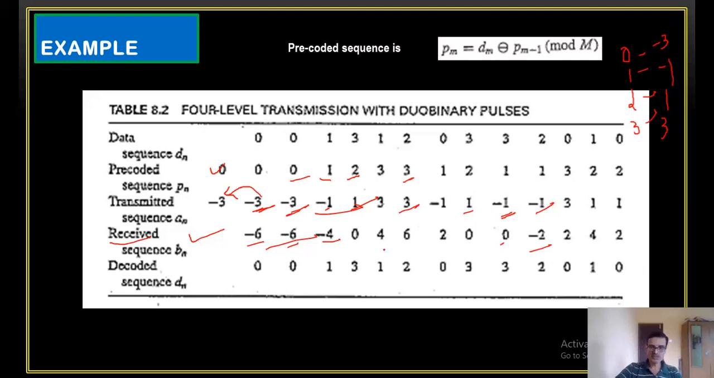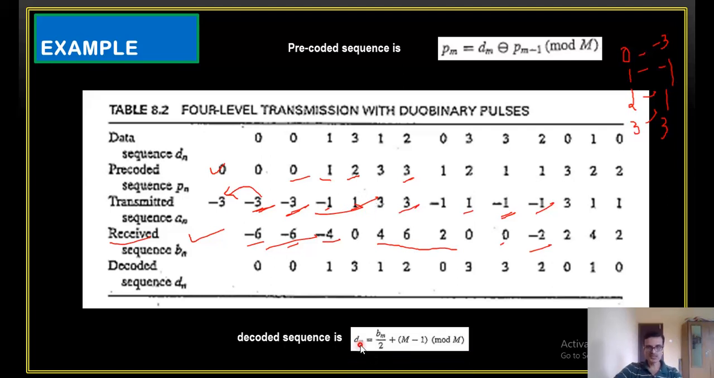Okay, now by using these voltage levels we should be able to detect or decode the symbols, right? Symbol by symbol detection, that's what my title is, correct? Now how do you decode it? As I explained in the previous slide, this is the equation: the estimate D_M is equal to (B_M divided by 2 plus M minus 1) mod M. So M minus 1 is nothing but 4 minus 1, that is 3, correct? So we have to add 3 to B_M by 2.